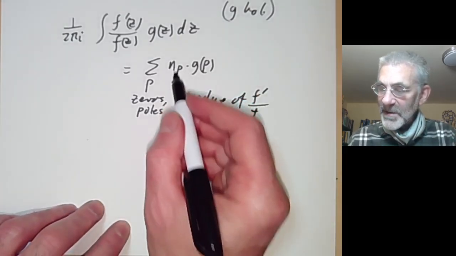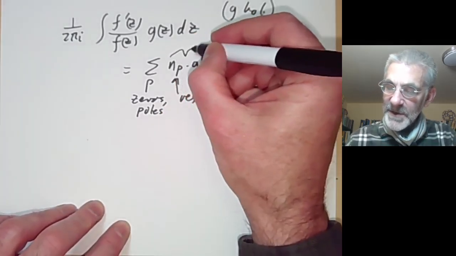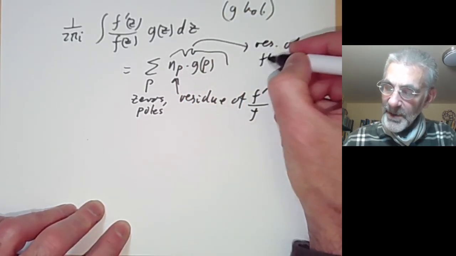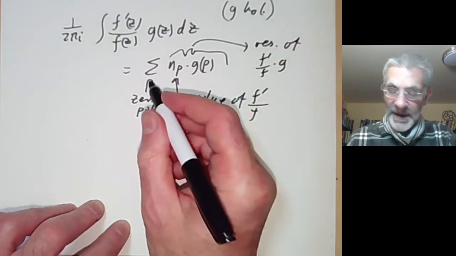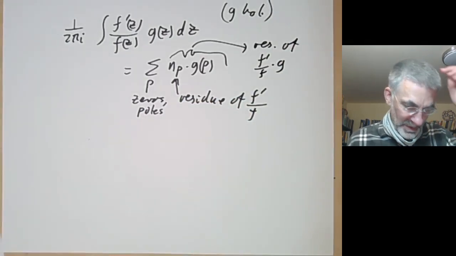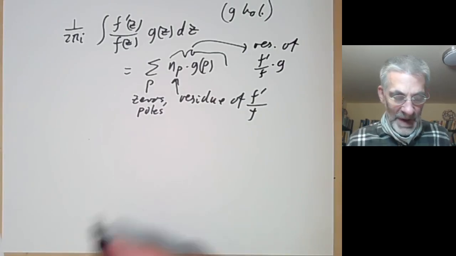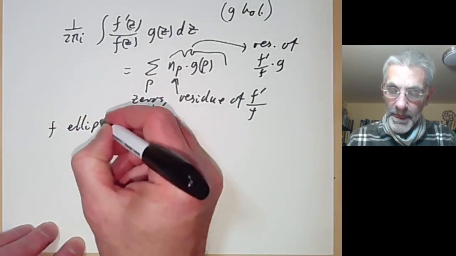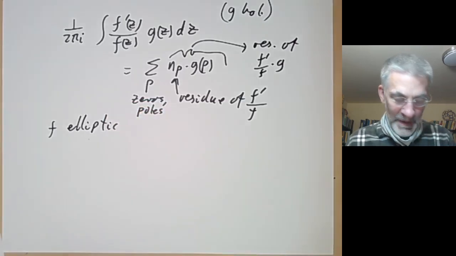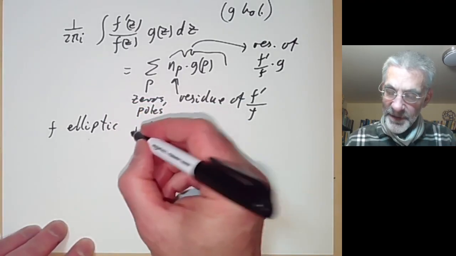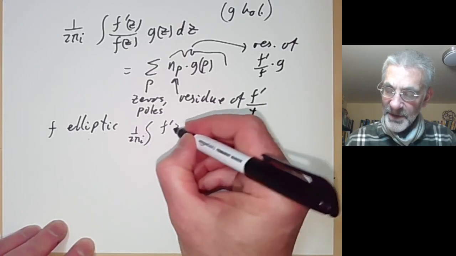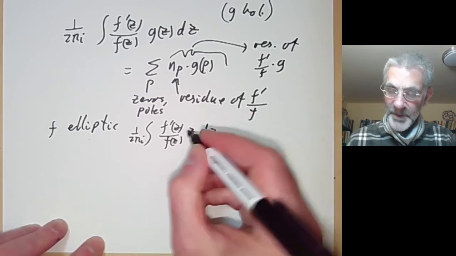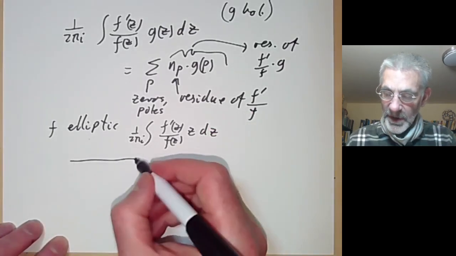So that's the residue of f prime over f, and this whole thing here is just the residue of f prime over f times g at each point p, or rho. And now we're going to apply this when f is elliptic. And what we're going to do is integrate 1 over 2 pi i times f prime of z over f of z, and this time we're going to multiply it by z. And let's have a look what we get.